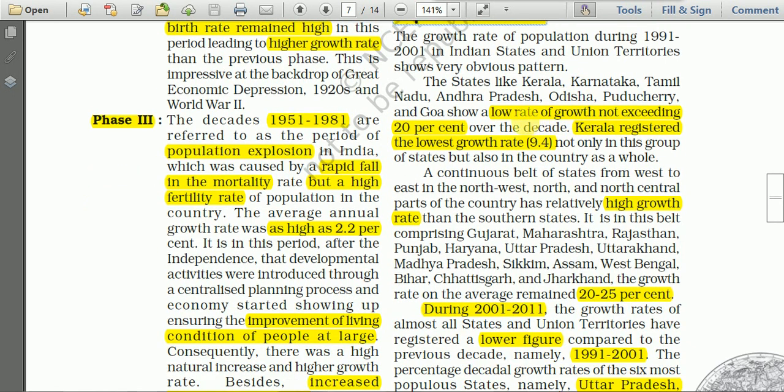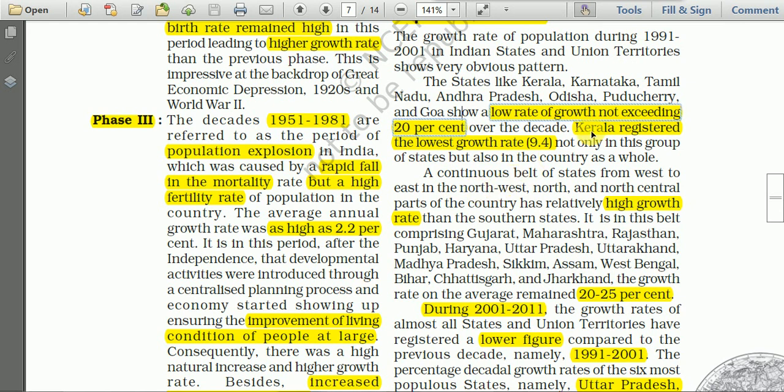And see here, states like Kerala, Karnataka, Tamil Nadu, Andhra Pradesh, Orissa, Puducherry, and Goa. Puducherry is a union territory. These have a low rate of growth, not exceeding 25%, and states like Kerala, Tamil Nadu, Andhra Pradesh, Orissa, the Union Territory of Puducherry, and Goa have a low rate of growth, not more than 20% over the decade.